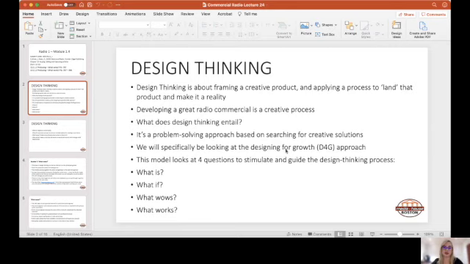It's a problem-solving approach, okay, based on searching for creative solutions. And how do we do that? We do that by looking at designing for growth, the D4G approach. And this specific approach model looks at 4 questions to stimulate and guide the design thinking process, which is firstly, what is? Secondly, what if? Then what wows and what works, okay?